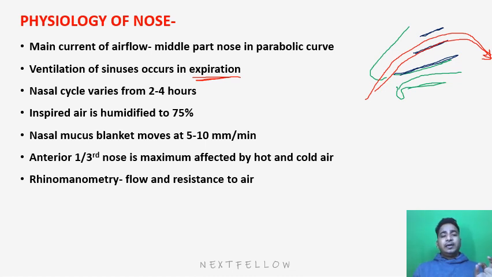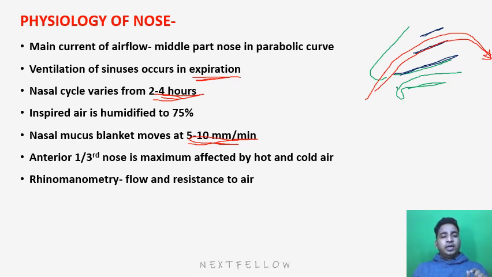Then the third point, the nasal cycle, generally varies between 2 to 4 hours. The nasal mucosa has a mucus blanket, as there is mucus secretion obviously. This mucus generally moves slowly. So what is the speed of the nasal mucus blanket? The speed is 5 to 10 mm per minute. So the nasal mucous blanket moves at a speed of 5 to 10 mm per minute.